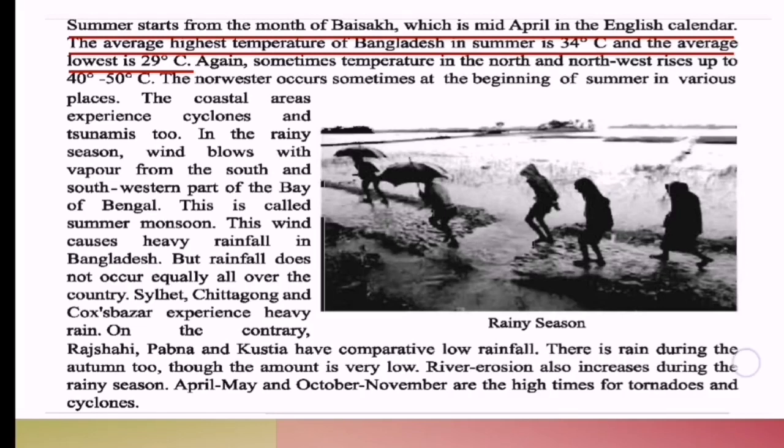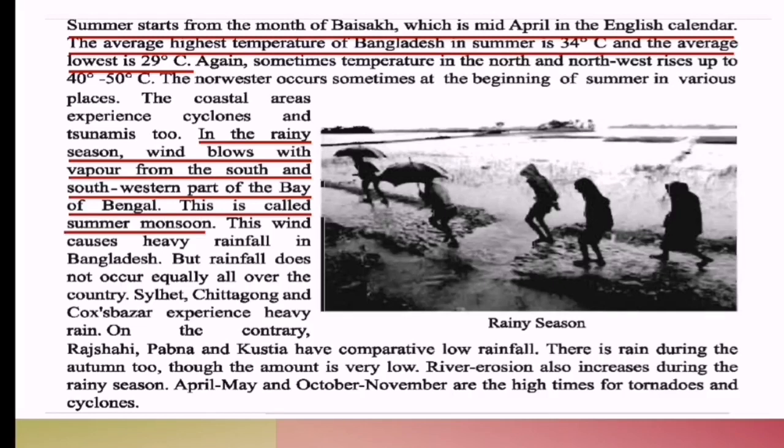Then underline, in the rainy season, wind blows with the vapor from the south and southwestern part of the Bay of Bengal. This is called summer monsoon. I have already told you the definition of summer monsoon is very important to come in your examination. So make sure that you have underlined the definition of summer monsoon in your book too.